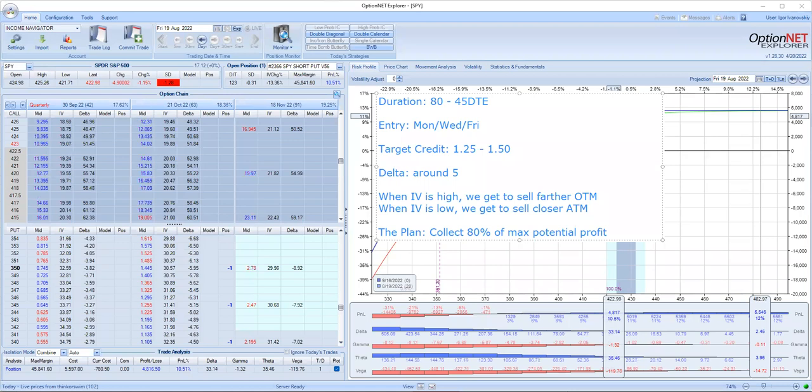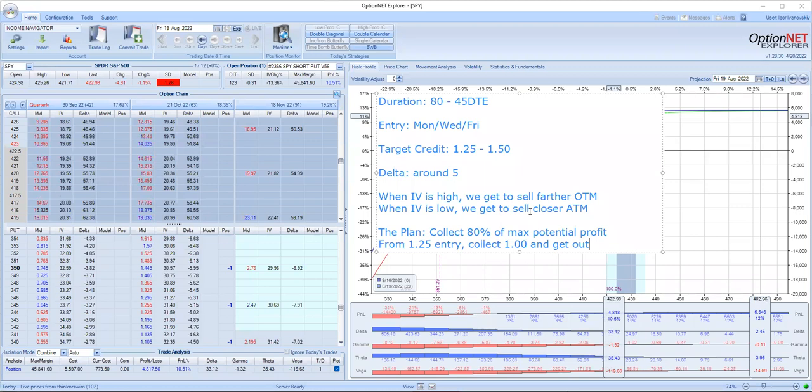If I sold it for $1.50, 80% of that is $1.20. So if I sold something for $1.50, I'm going to try to buy it back for 30 cents. Right, from a $1.25 entry, collect $1 and get out. The question I get is, can I hold to expiration? You can, right? Do you want to? I don't think it makes sense, and I'll tell you why.